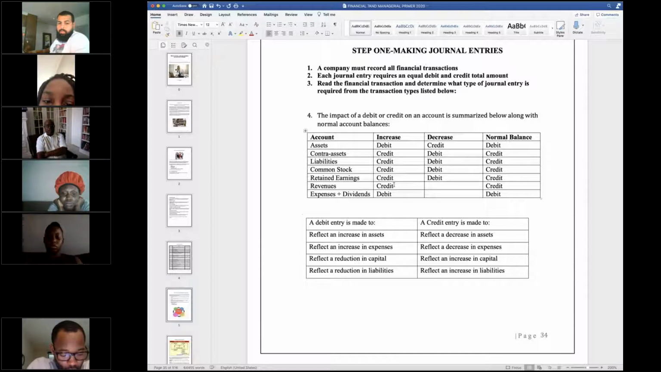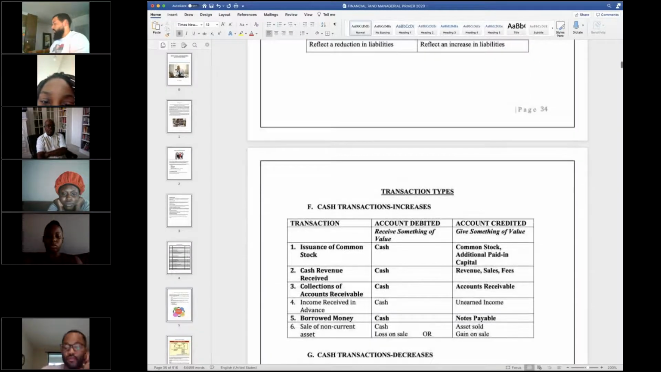Retained earnings, it increases with a credit. It decreases with a debit. If the company is doing well, it has a credit balance. If it's not, it has a debit balance. Revenues, basically, we're going to have credit journal entries, and for expenses and dividends, debit. So we're just kind of recording how the accounts operate in the journal entries.